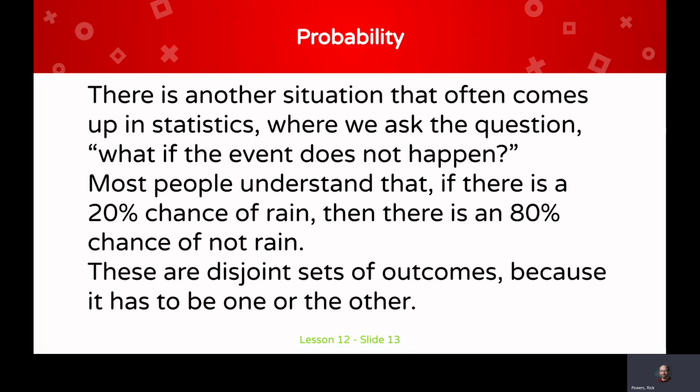There is another situation that often comes up in statistics where we ask the question, what if the event does not happen? Most people understand that if there's a 20% chance of rain, then there's an 80% chance of not rain. These are disjoint sets of outcomes because it has to be one or the other.